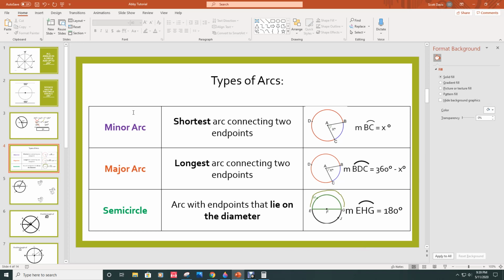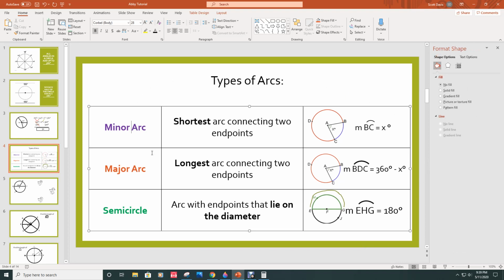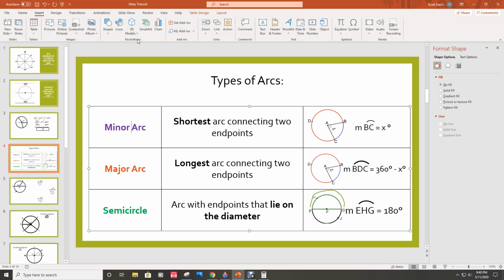So let's move up here to our minor arc. The minor arc is the shortest arc connecting two endpoints. Right here, if you look at this circle, see how one part of it is red and one part of it is blue? It's asking us for the measurement of the arc length of BC. I know it's already a color, but I'm going to go ahead and pull out my pencil and follow it, because that's what you should do whenever you're working on these.